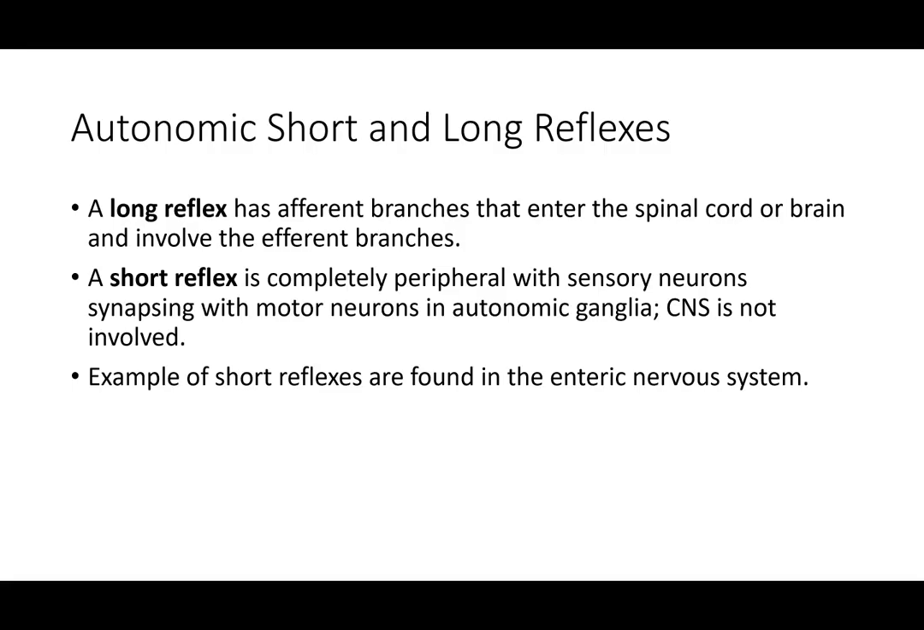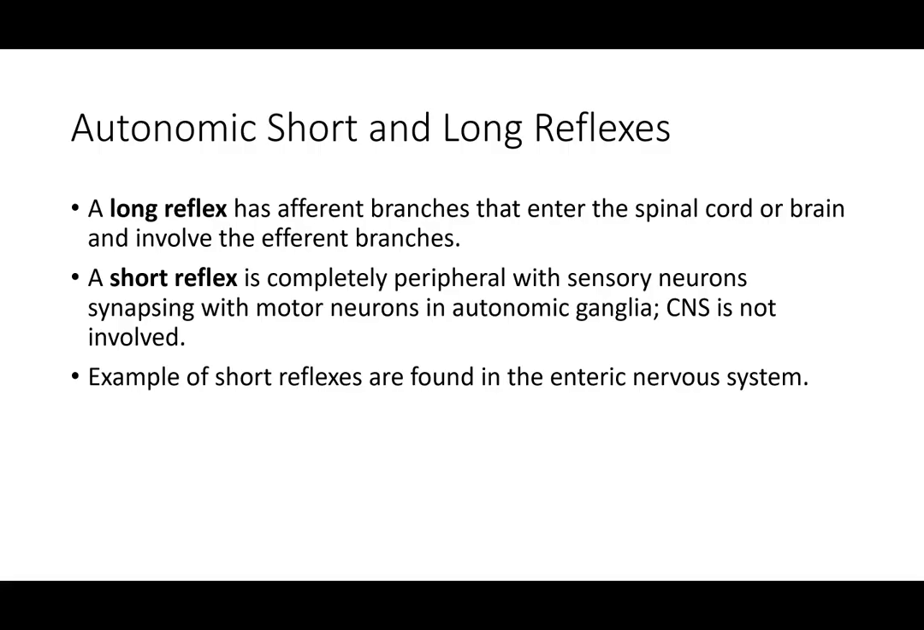All right, so the autonomic system has both short and long reflexes. A long reflex is going to have afferent branches entering the spinal cord or brain and also involve the efferent branches. On the other hand, a short reflex is completely peripheral. This involves just the sensory neurons and their synapse with motor neurons within the autonomic ganglia, and so the cranial or central nervous system is not involved at all.